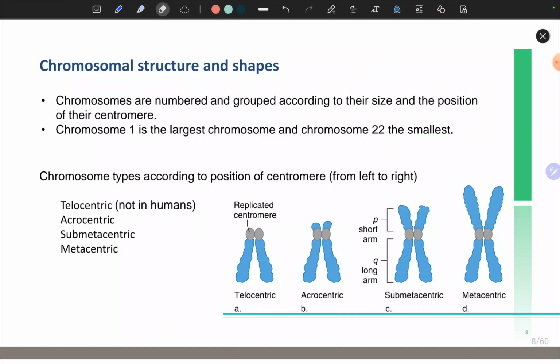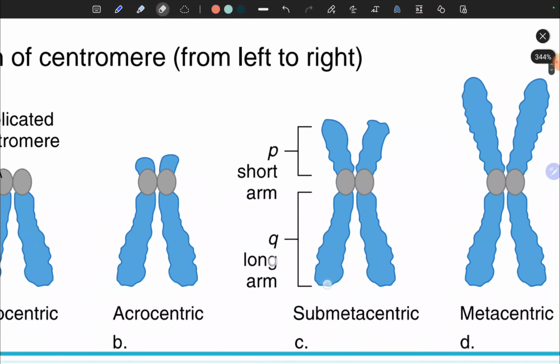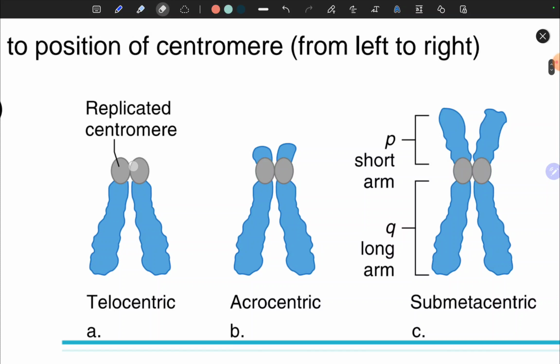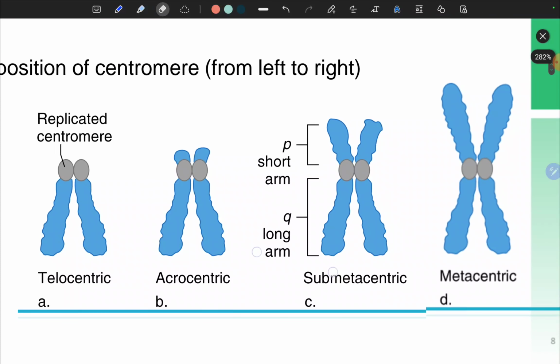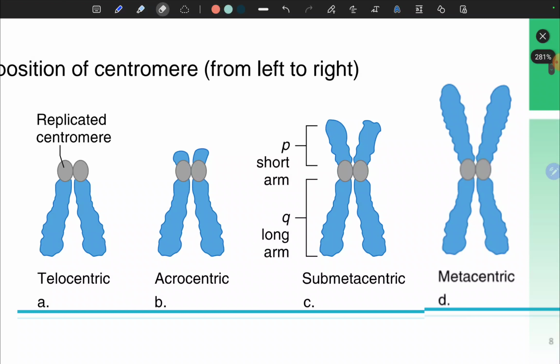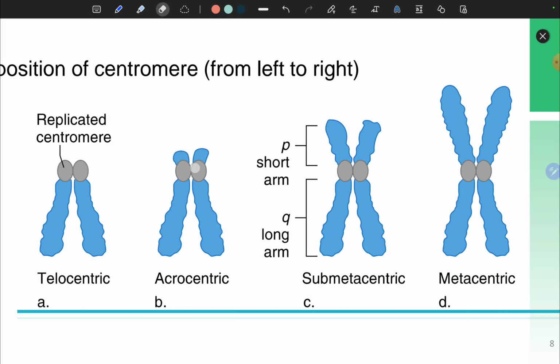The chromosomes are typed according to the position of the centromere from the left to the right. Here we have 4 types of chromosomes. We have telocentric, where the centromere is present on the upper part, and this is not present in humans, just in other animals. We have this acrocentric. Look at this gray centromere. The gray centromere is here at the peripheral part.